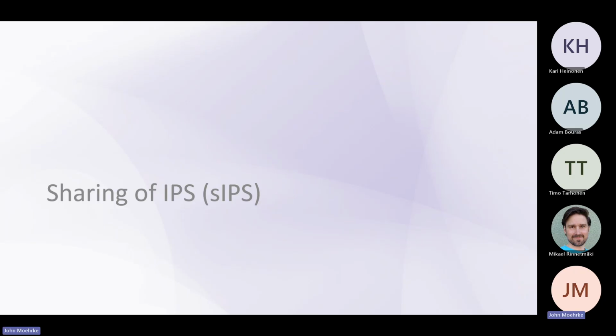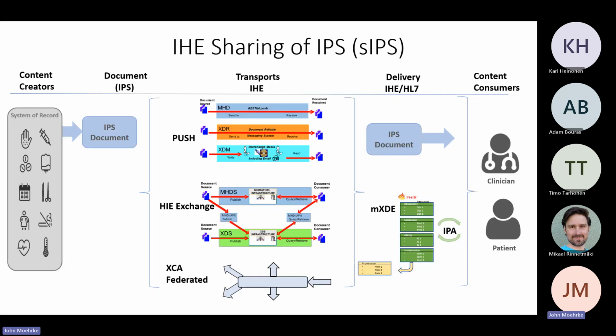So I'm going to bring it back to IPS. I'm going to bring it back to the sharing of IPS. But in order to do that, we end up with some pretty complex diagrams. They're not nearly as complex, given that you've seen all of these graphics already. We've talked about the IPS on the far left. We've talked about how it can be a document, a FHIR document in this case. You've seen the IHE transports in the middle, all of the colorful pieces.